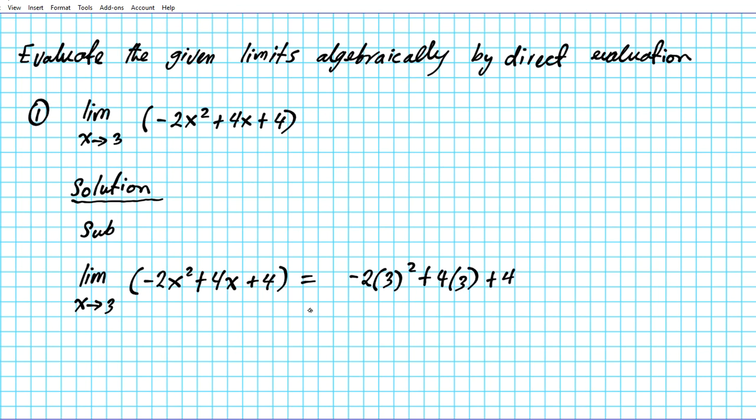Okay, let's go ahead and use the order of operations to simplify this expression. Exponents first. 3 squared is 9. And then we can multiply 4 times 3. That's 12 plus 4. And then we have negative 2 times 9, negative 18 plus 12 plus 4. Negative 18 plus 12 is negative 6, plus 4. That gives us negative 2. So this is what the function negative 2x squared plus 4x plus 4 is approaching as x gets infinitely close to 3 from both sides.